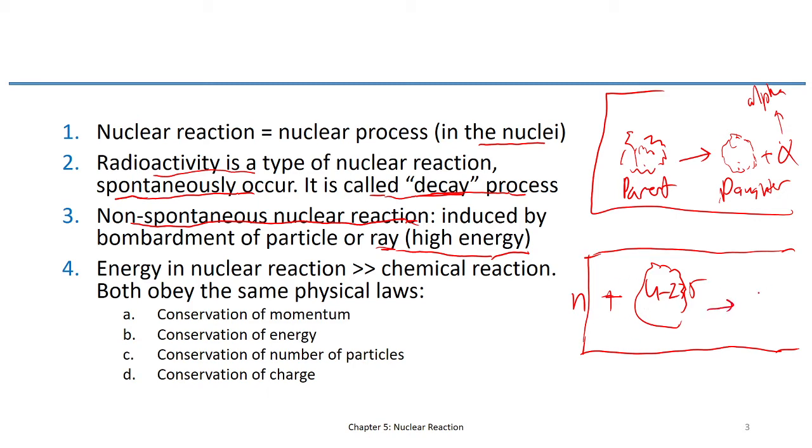That will give you, in average, two products. So this is the non-spontaneous nuclear reaction. The inducement is, in this example, by high energy neutron. That, in the next chapter, nuclear fission, we'll elaborate this process in detail.